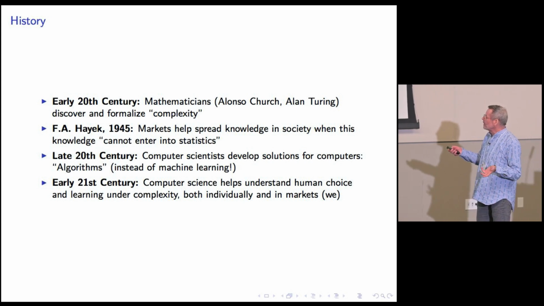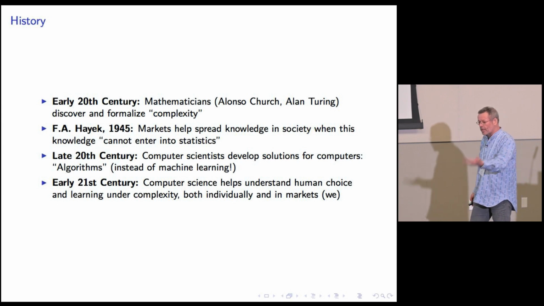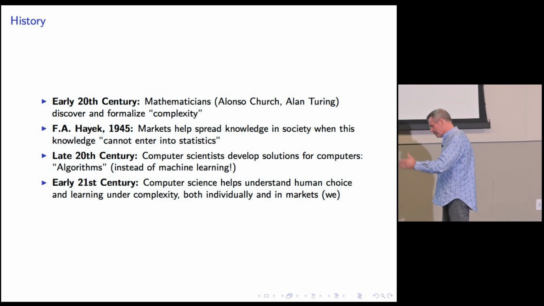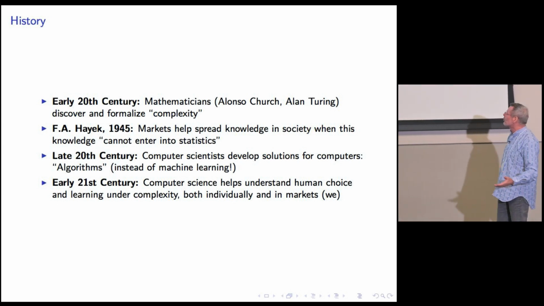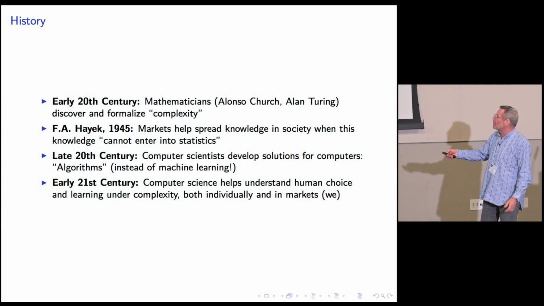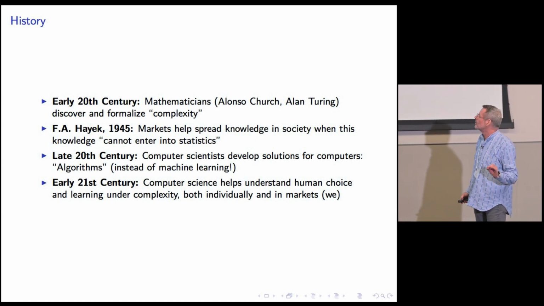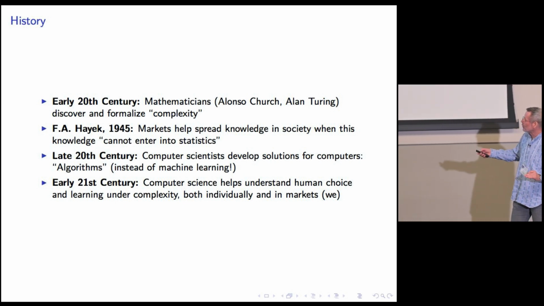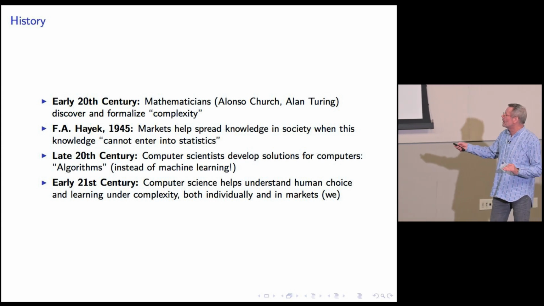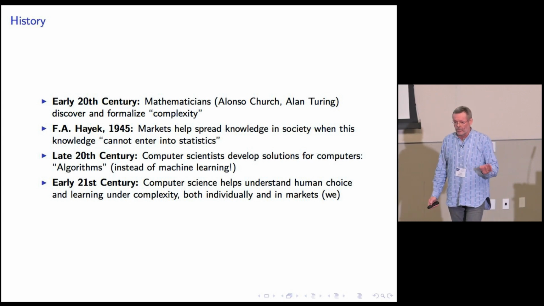In the late 20th century, computer scientists developed solution algorithms, both the ones that will get you to the solution, like using dynamic programming, but they're exponential, or approximation algorithms. This is not machine learning. This is a very different type of computer science, right? In the early 21st century, computer science helps understand human choice and learning under complexity, both individually and in markets. That's we. That's us, right?